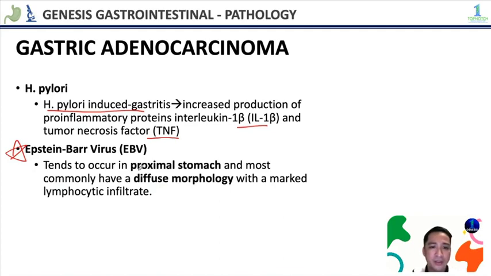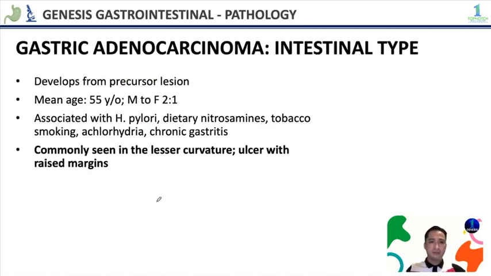Do not forget that another virus is associated with gastric adenocarcinoma, and we have your EBV, Epstein-Barr virus, that tends to occur proximal to the stomach with a diffuse morphology, with a marked lymphocytic infiltrate. So gastric adenocarcinoma, your intestinal type, develops from a precursor lesion. Usually it affects males more than females, males 55 years old and above, associated again with H. pylori, dietary factors, nitrosamines, okay, may mga salitre, no? Tobacco use, achlorhydria, and chronic gastritis.